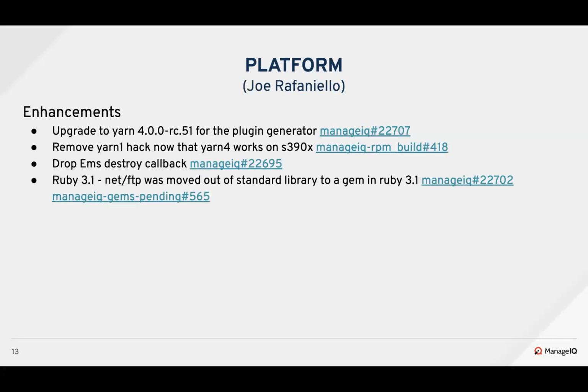Thanks, Adam. For platform enhancements and improvements, Jason upgraded to Yarn 4 in the plugin generator. He also removed a Yarn 1 hack in RPM build now that Yarn 4 works on S390X. Keenan dropped the EMS destroy callback since it was only used for logging. And I added net-ftp as a gem dependency, as it's no longer included in the standard library in Ruby 3.1.